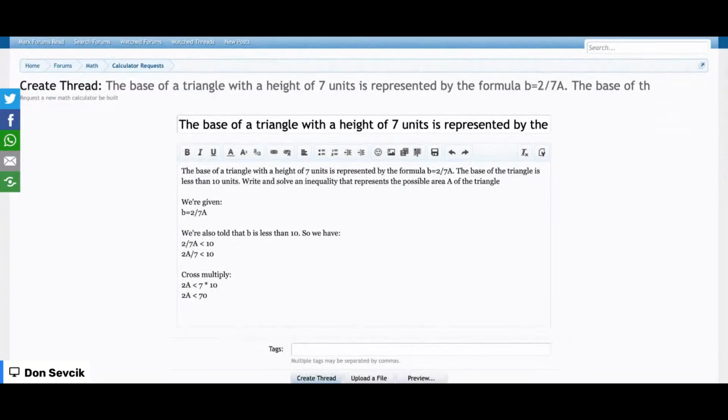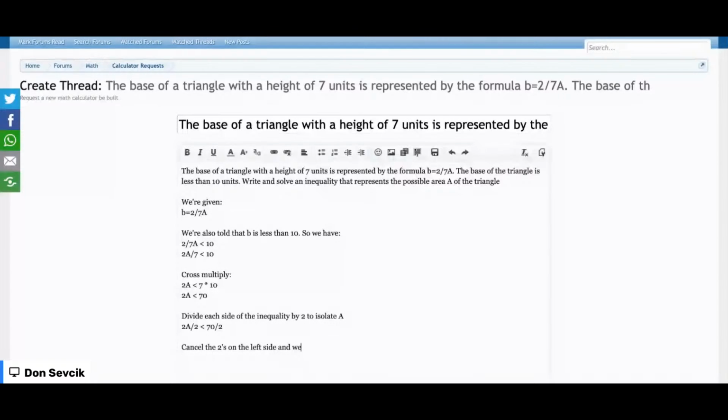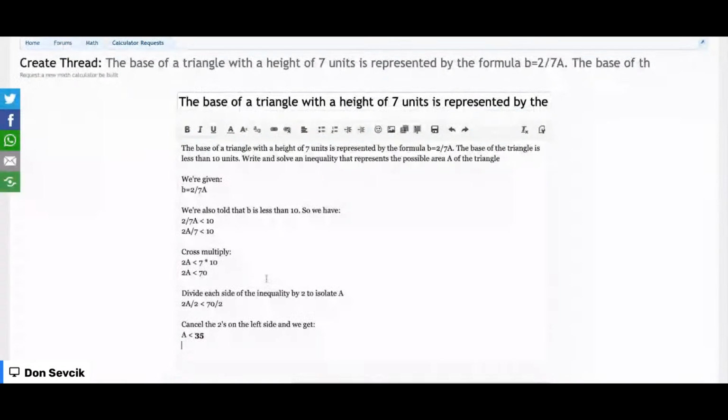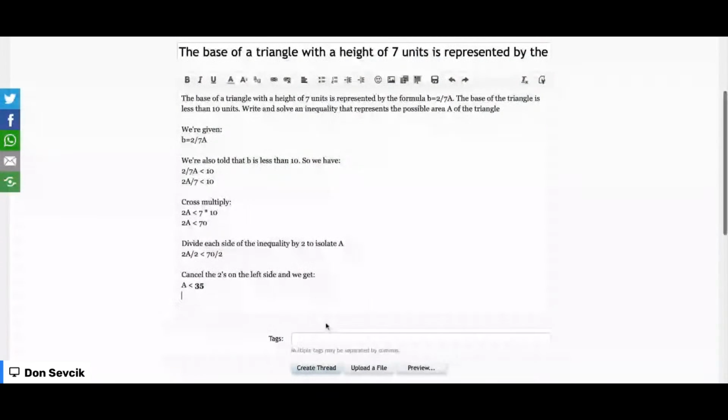Great. We're close. So divide each side of the inequality by 2 to isolate a. 2a divided by 2 less than 70 divided by 2. Cancel the 2's on the left side, and we get a less than 35. That's your answer. So write and solve an inequality that represents the possible area of a triangle. Here's our answer. So A must be less than 35. And because they didn't say or equal to, we don't do the equal sign. It is less than. So that's it. We had an inequality, we had a triangle, and we are good.